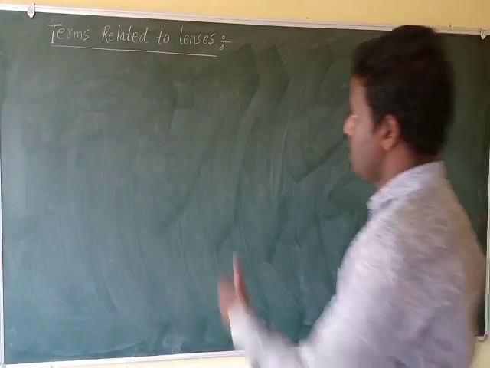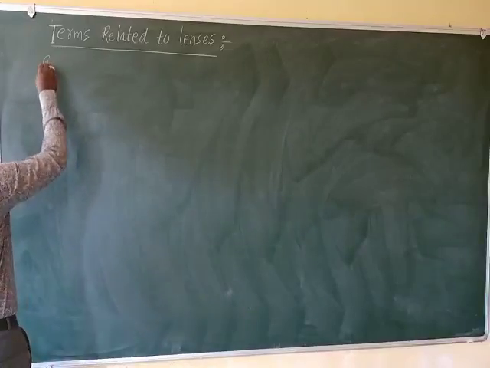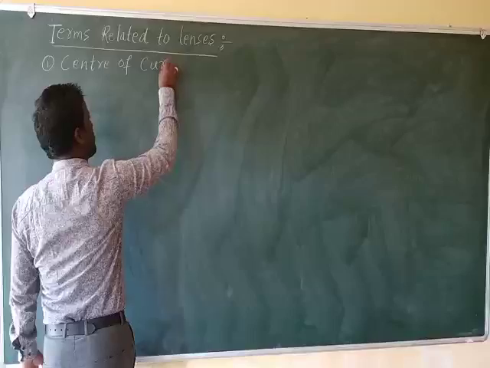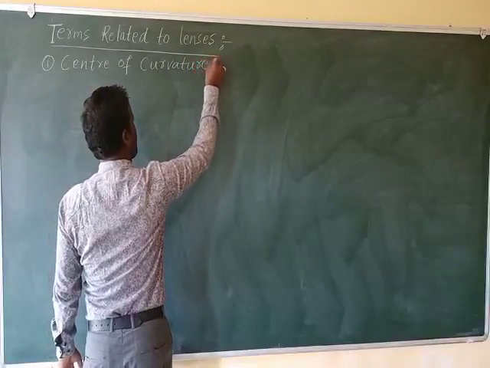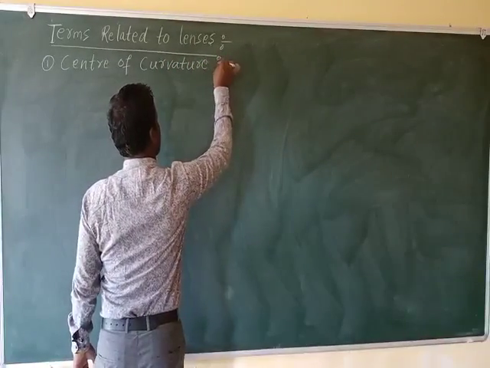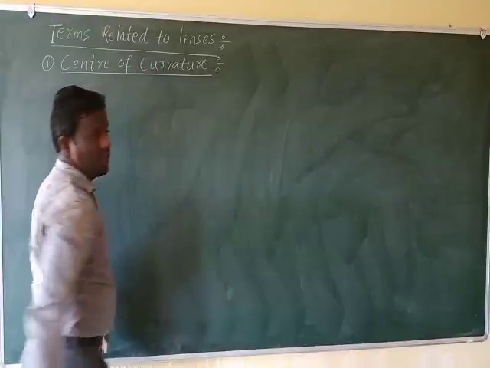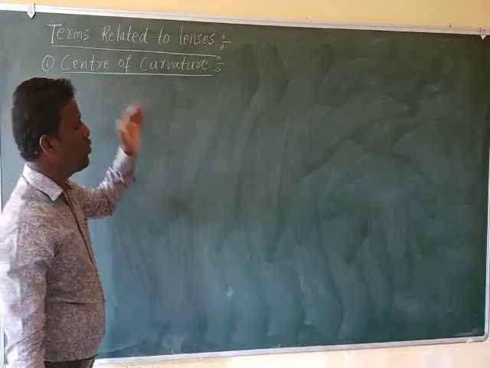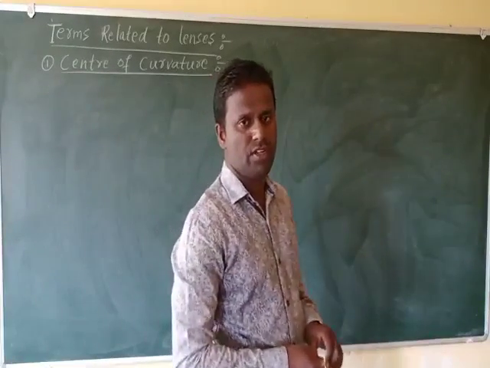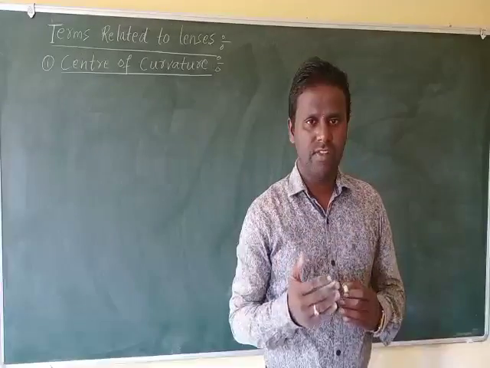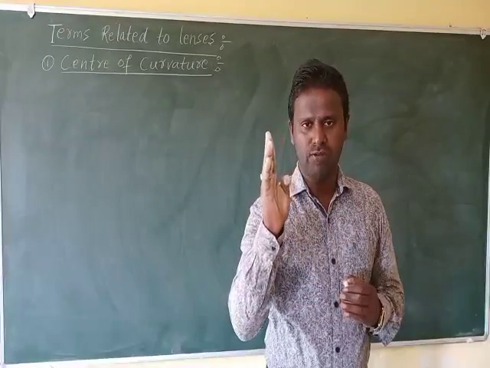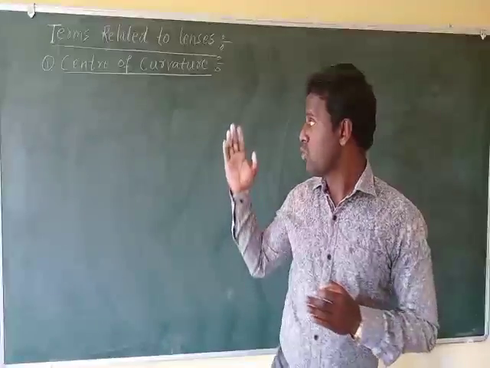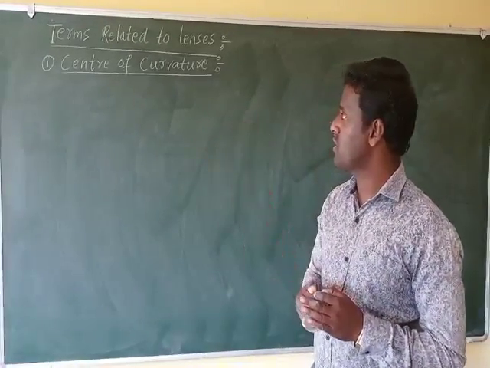See here, terms related to lenses. First term: center of curvature. A convex lens or a concave lens has two centers of curvature because a lens has two surfaces. One surface has one center of curvature. As there are two surfaces, you can give two centers of curvature for a lens.